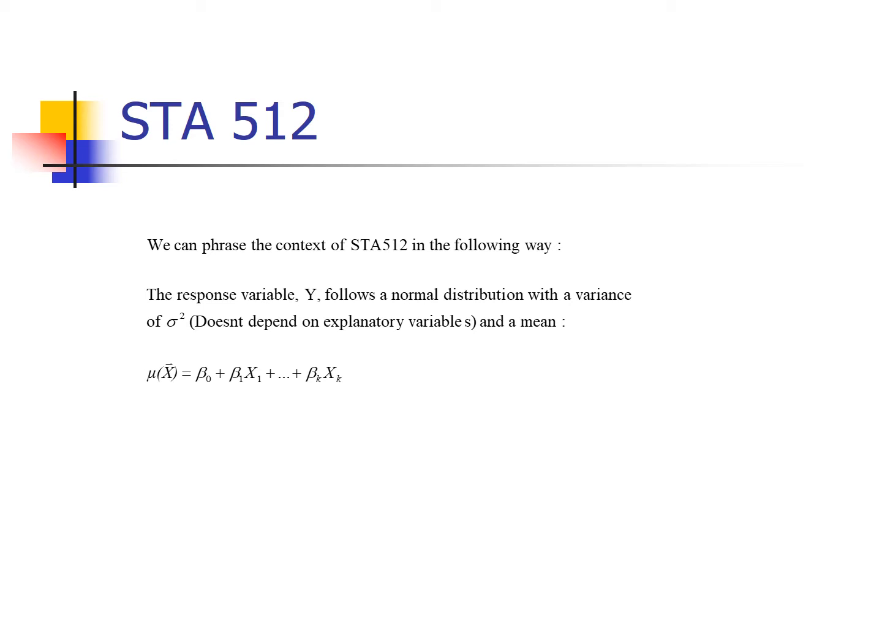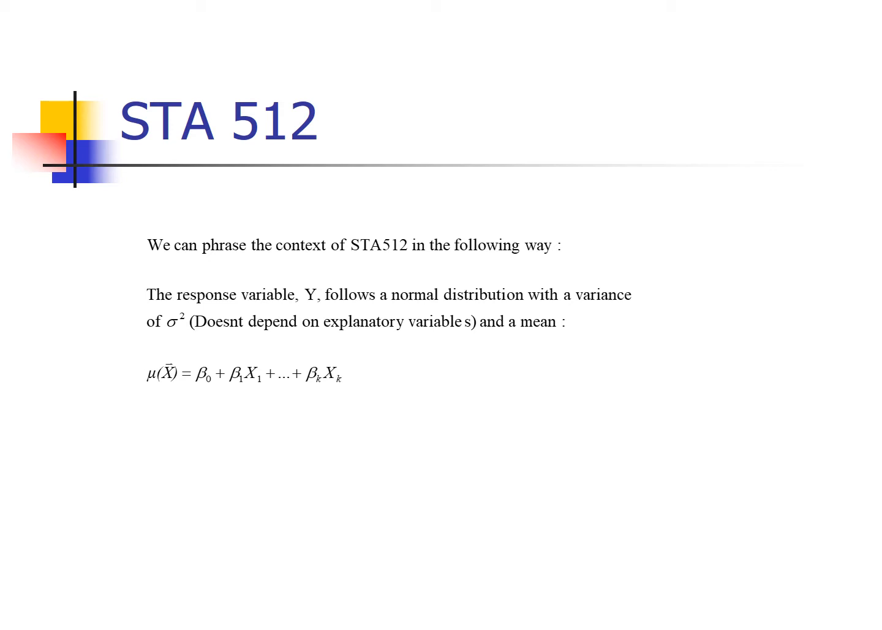But in 512, we might say the following thing. We might say that our response variable y follows a normal distribution. That's our normality assumption, with a variance sigma squared. That sigma squared doesn't have a subscript i, so that's our homogeneity assumption. It doesn't depend on any explanatory variables. And a mean that is a function of explanatory variables. So that's functional notation. The mean is a function of x.